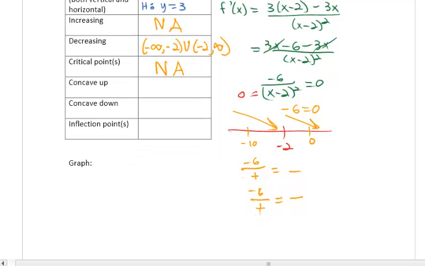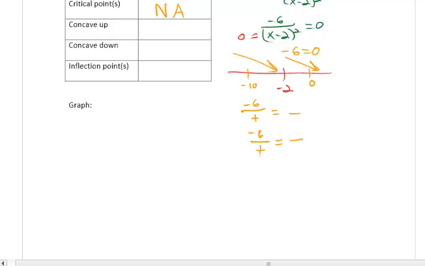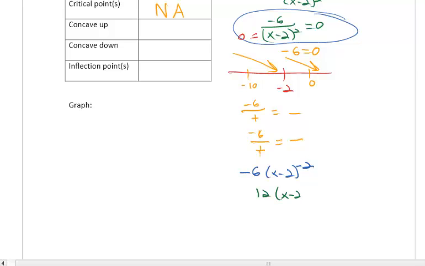To do concave up and concave down, we take the second derivative. I'm going to rewrite this as negative 6 times x minus 2 to the negative 2 power, so I can just use the chain rule. So we have 12 times x minus 2 to the negative 3 power times the derivative of the inside, which is 1. The negative exponent moves down, x minus 2 cubed equals 0. And again, when we multiply both sides by the denominator, we get 12 equals 0. There are no inflection points.